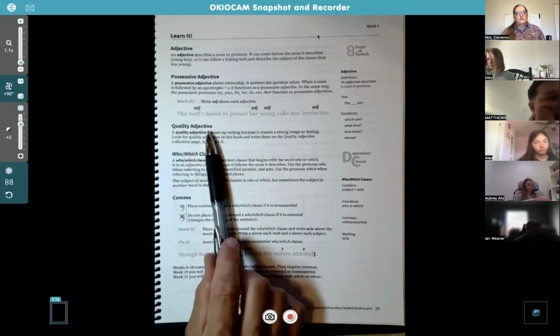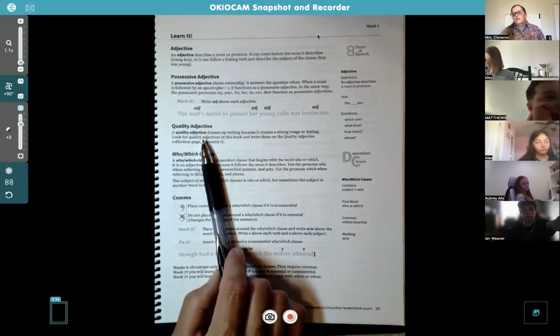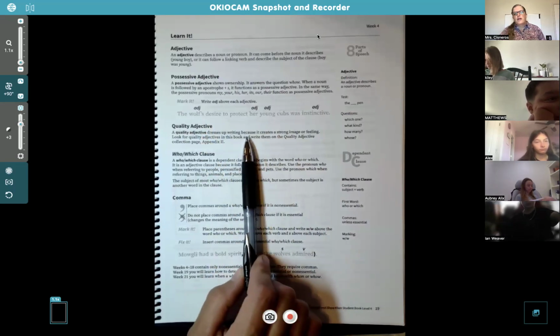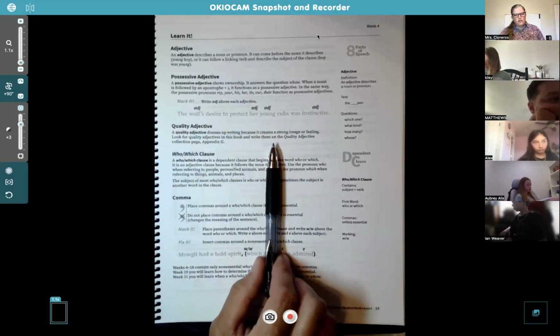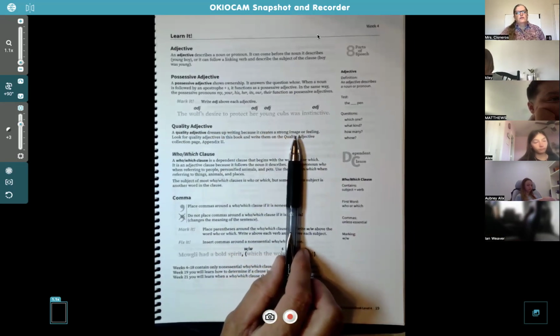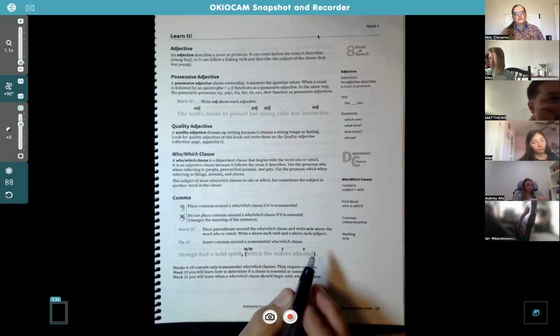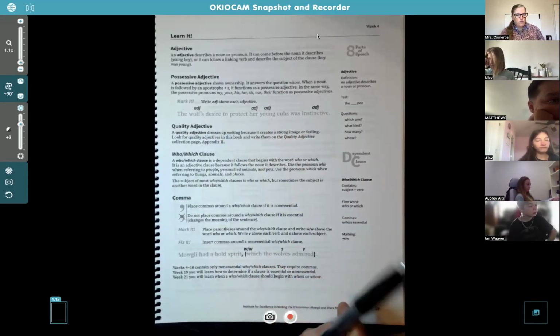We're on page 19. So we're moving on to quality adjective. This is a dress up. You guys who took my class last year, well, and I know Aubrey had a class last year too. This is part of a dress up word and it's coming. It's not on our list yet, but it will be. It dresses up writing because it creates a strong image or feeling. I always like to give the example of a rainbow being the noun. That's the noun, a rainbow.